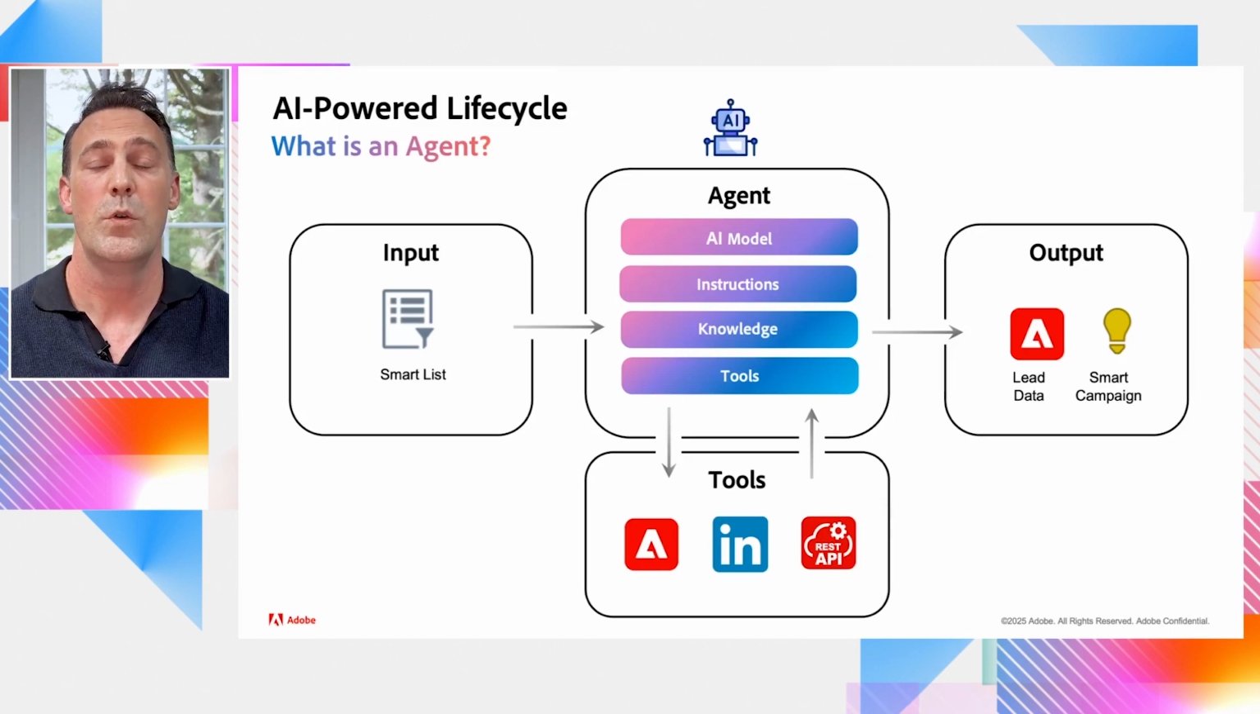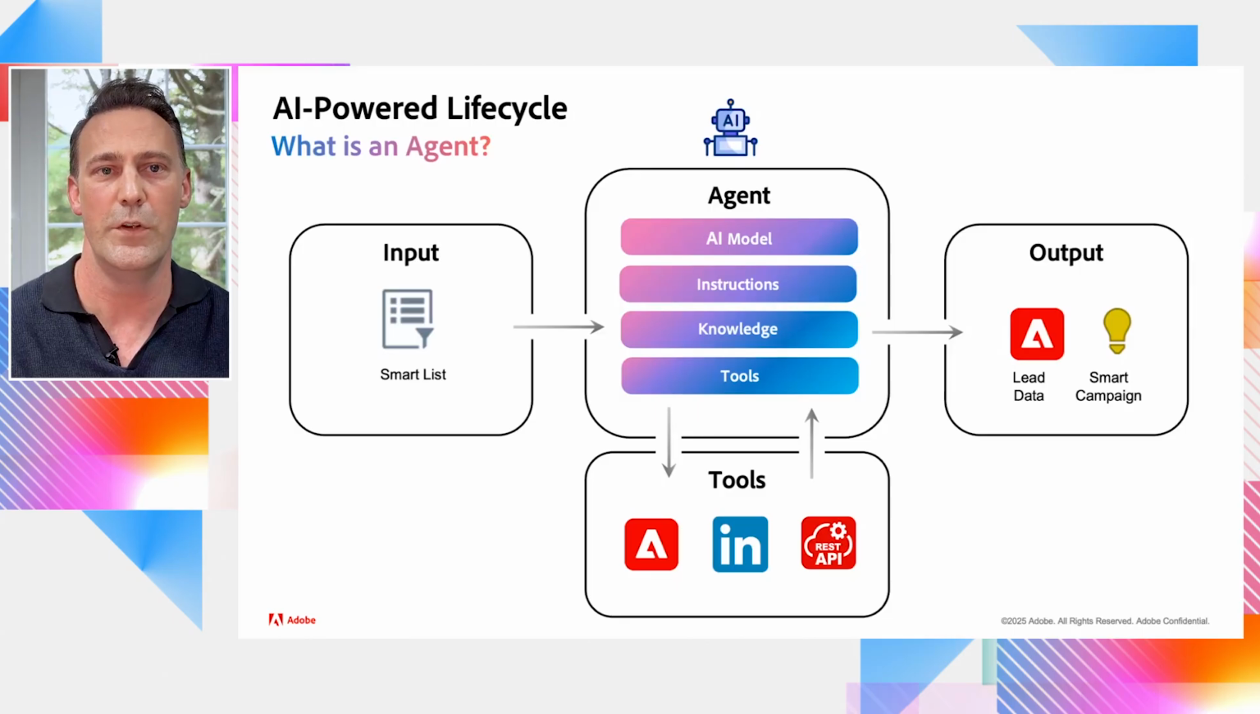And third, we need to equip it with tools, ways to interact with the data and take action. That could be enriching leads using LinkedIn, reviewing activity logs, or triggering actions in Marketo using something like Request Campaign. The good news is once we give the agent these things, instructions, knowledge, and tools, it can operate at scale, making consistent decisions and freeing up your team to focus on strategy instead of manual lead review.